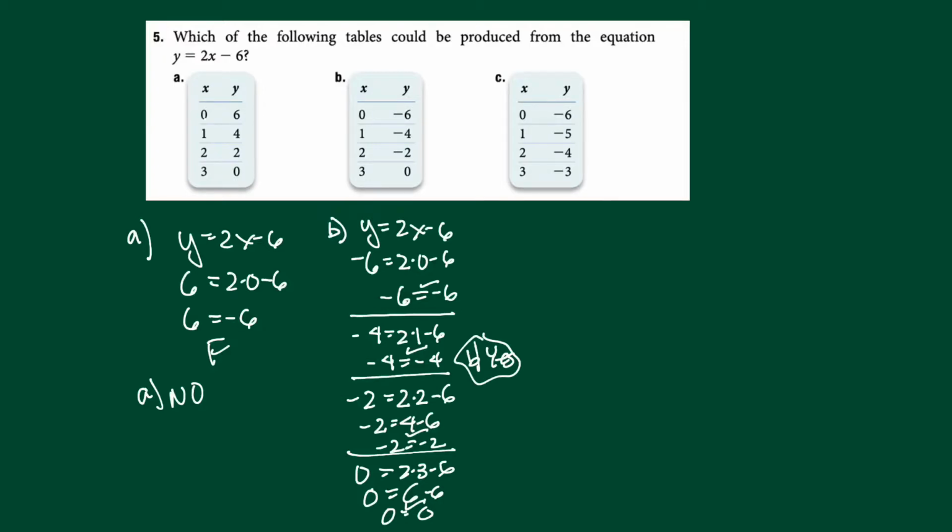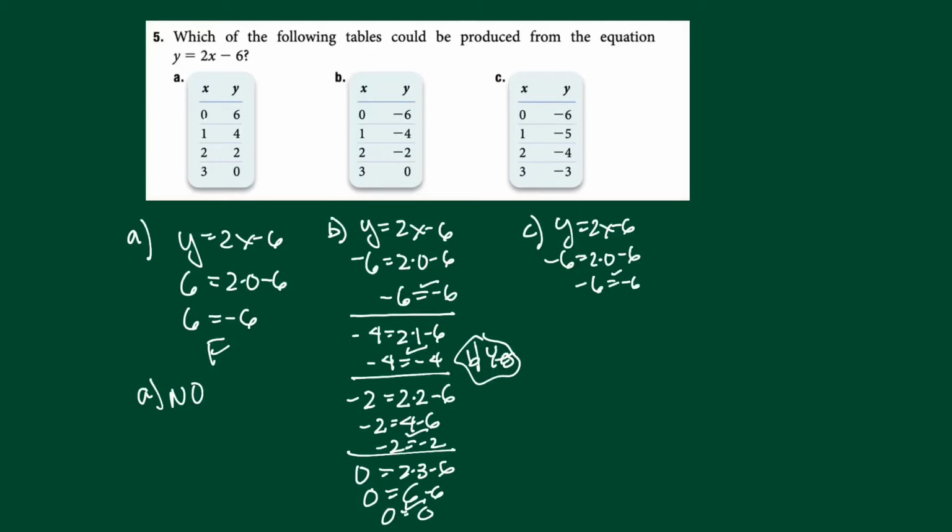But we need to check table C. Maybe that was also produced by that equation. So what do we get here? We get y equals 2x minus 6. And first up is if x is 0, y is negative 6. So we put negative 6, let's try it. Negative 6 is 2 times 0 minus 6. Yeah, that works. Negative 6 equals negative 6.